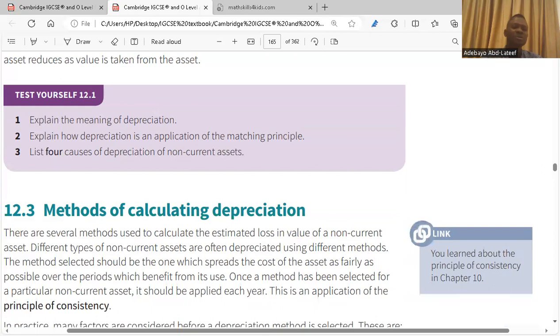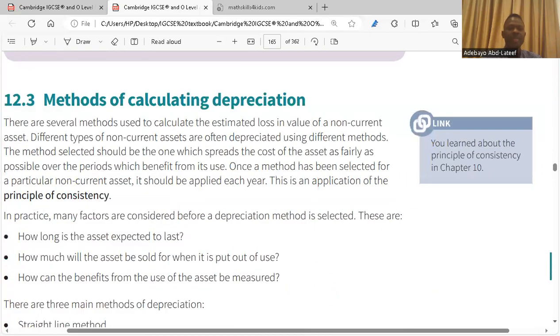So go to the methods of calculating depreciation. There are several methods used to calculate the estimated loss in value of non-current assets. Different types of non-current assets are often depreciated using different methods. The method selected should be one which spreads the cost of the asset as fairly as possible over the periods which benefit from its use.